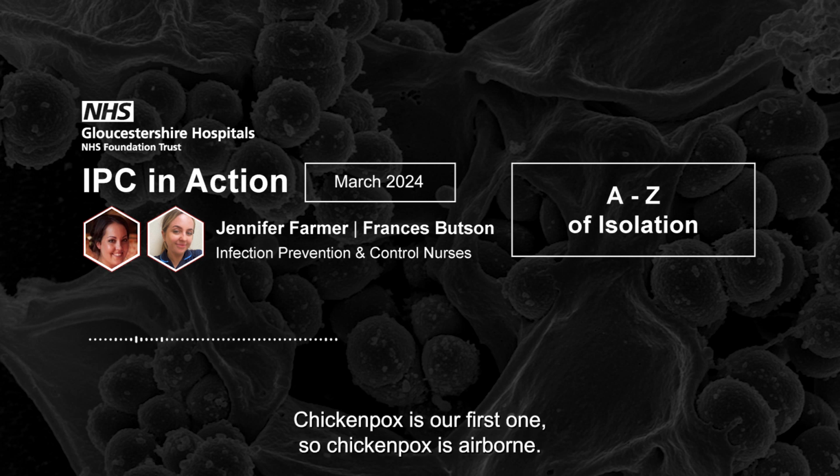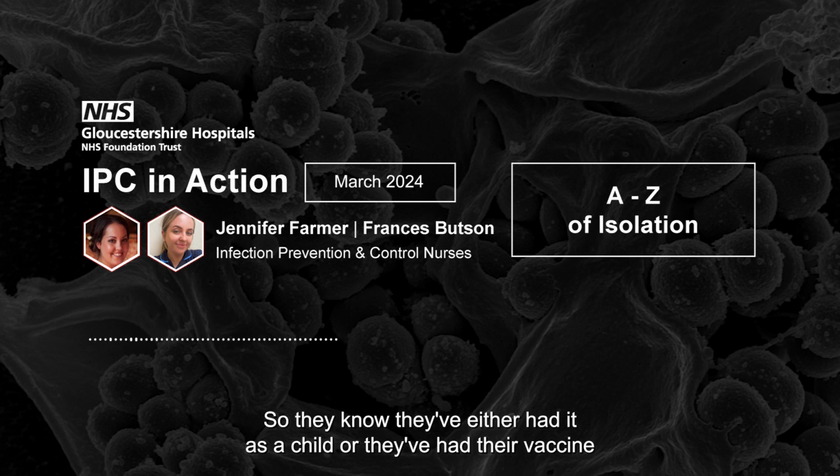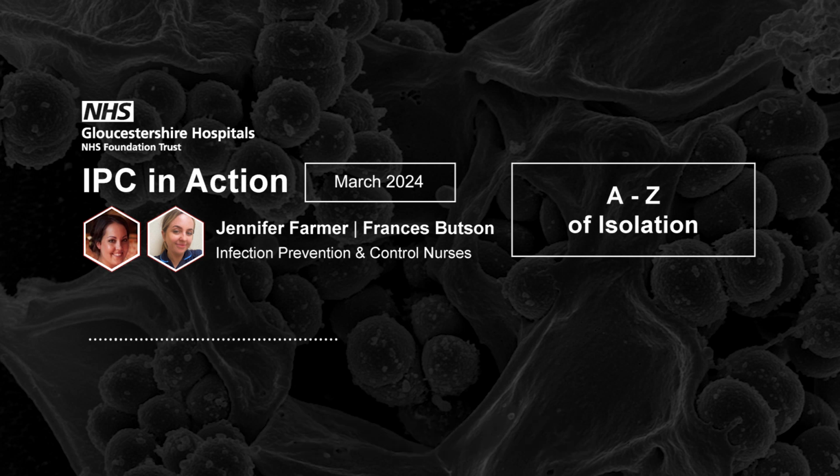Sure. Chickenpox is our first one. So chickenpox is airborne. The infectivity of it is 2 days before the onset of rash until 5 days after the lesions first appear and all of those spots or vesicles have crusted over. Only those with a known history of chickenpox, so they know they've either had it as a child or they've had their vaccine, should be taking care of these individuals.